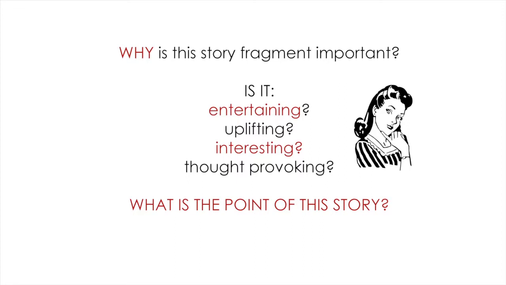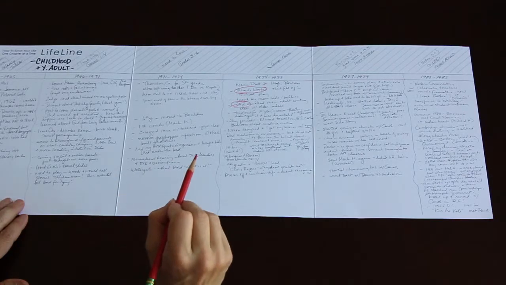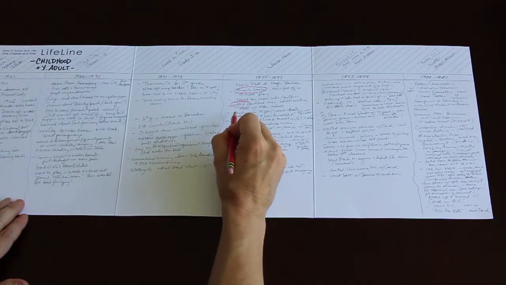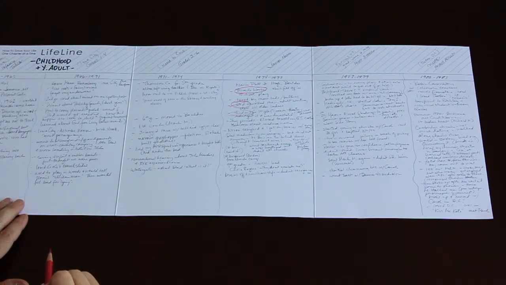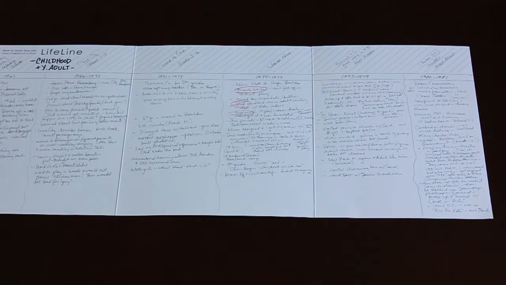The second question is, why is this incident or story important enough to include in this history? Is it entertaining, uplifting, interesting, thought-provoking? Does it teach a lesson? Is it important for your reader to know? In other words, what is the point of this story? If you know that it's important but you can't quite put your finger on the point of it, circle it anyway. The purpose of this story will probably come to you later, and if not, you may decide later that it's not really worth including anyway.